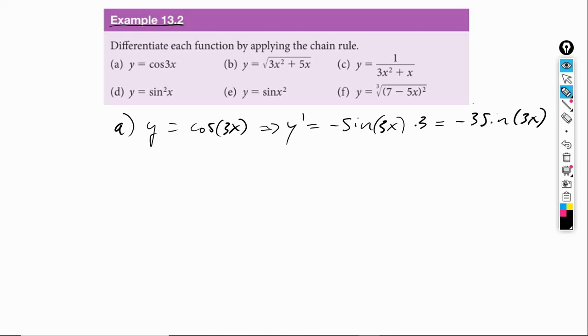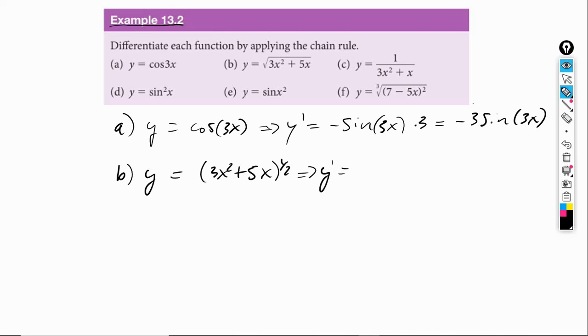Okay, so let's look at B, and I'm going to rewrite that as an expression with an exponent, because remember that square root is the same as having an exponent of 1/2. So we could rewrite that as (3x squared plus 5x) to the power of 1/2. So then, what would be the derivative?